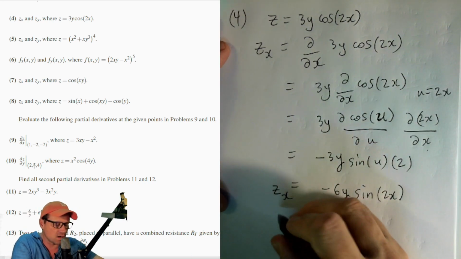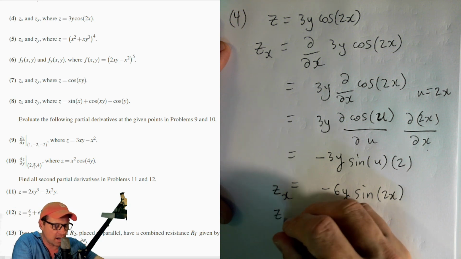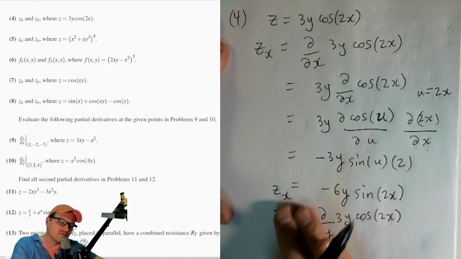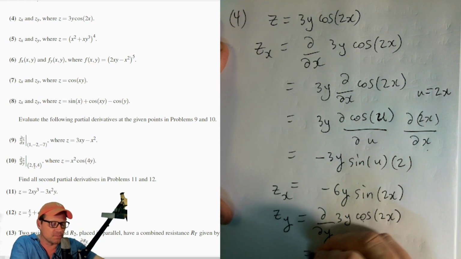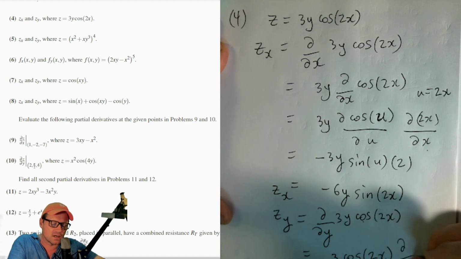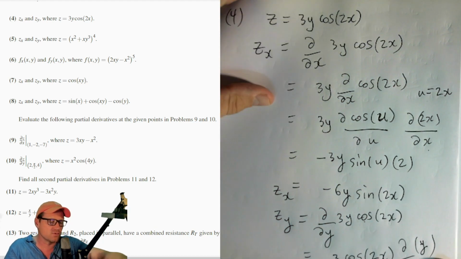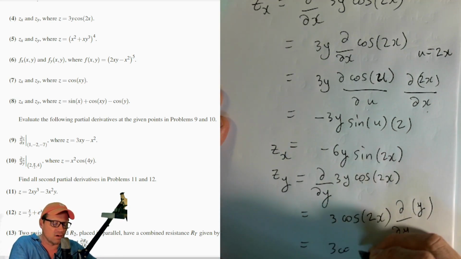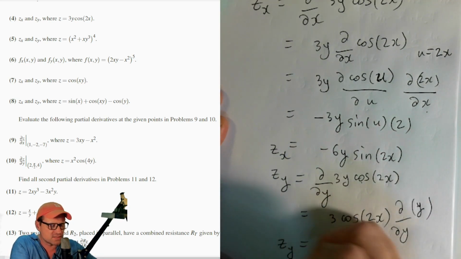Now differentiating with respect to y. So here we don't need to use the product rule because cos of 2x, since x is not y, all of this can be treated as constant and we can move that out in front of the differential operator, as well as that 3. So 3 cos of 2x times the derivative with respect to y of y. And of course, this derivative is just 1 right here. And so we get 3 cos of 2x for z subscript y.